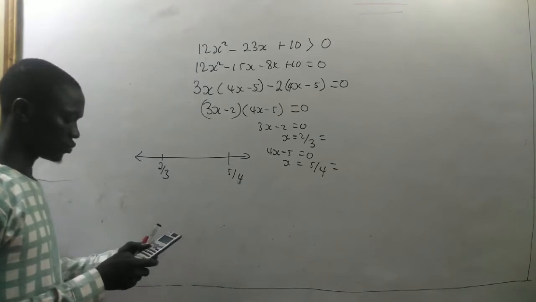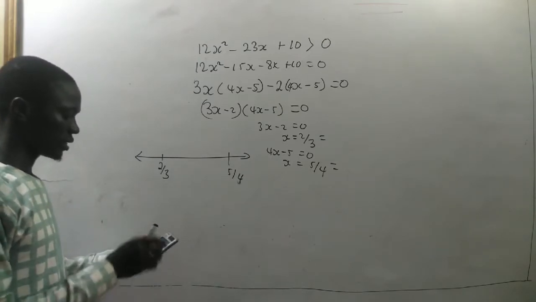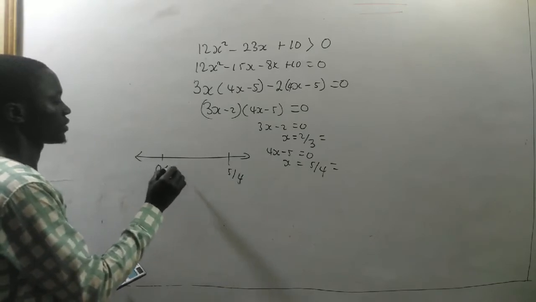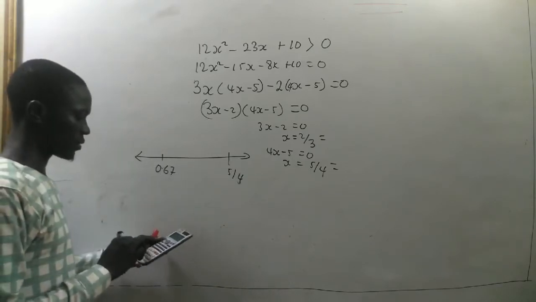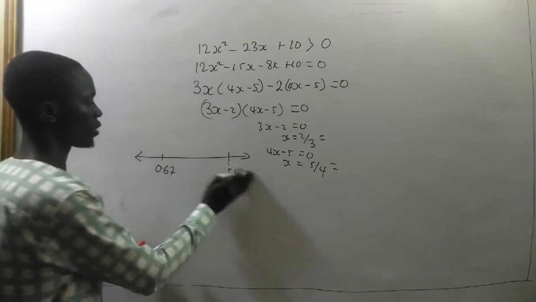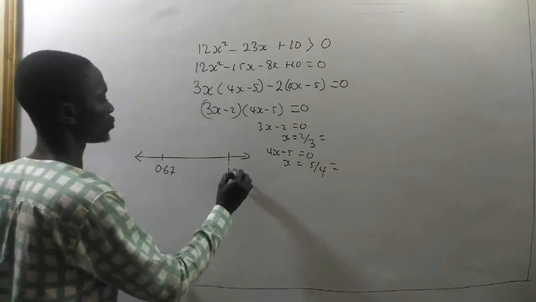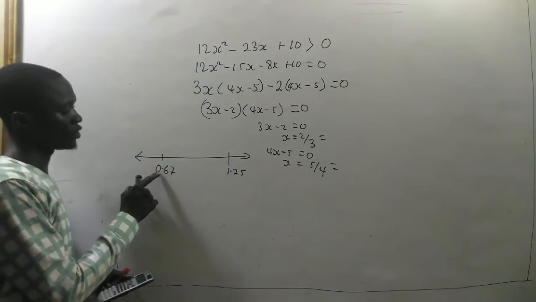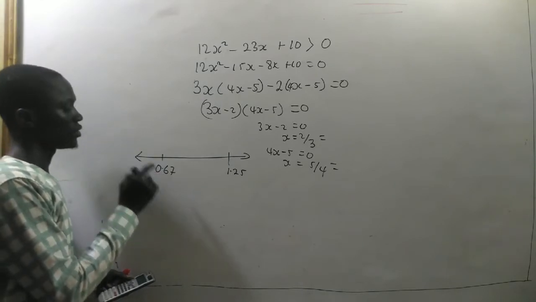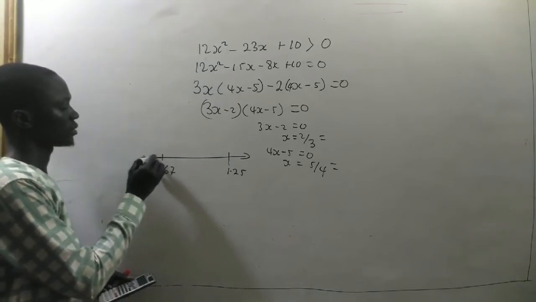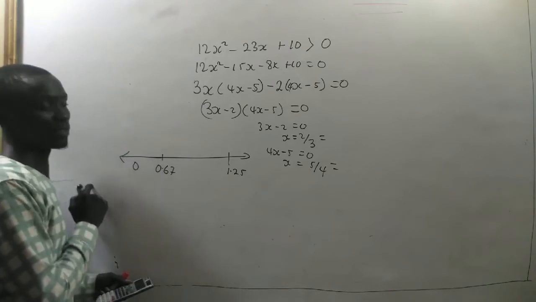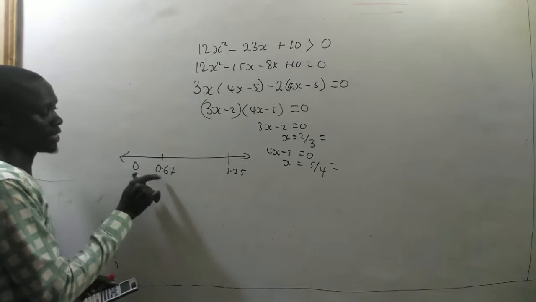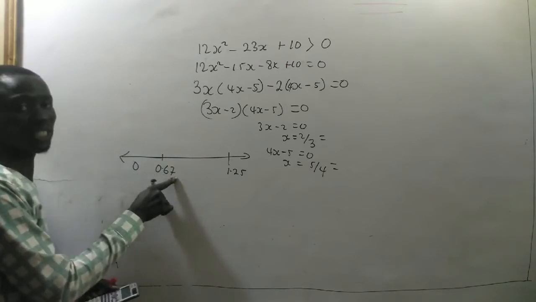So let's change 2 on 3 to decimal. That will give us 0.66, so 0.67 is okay. 5 divided by 4 is 1.25. So now we have 0.67 here, which means that 0 is here. There is no 0 here, but since you have 0.67, you have not reached 1.